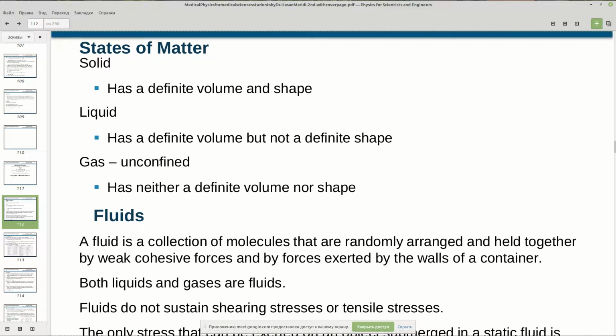States of matter: a solid has a definite volume and shape. A liquid has a definite volume but not a definite shape. A gas is unconfined and has neither a definite volume nor shape.